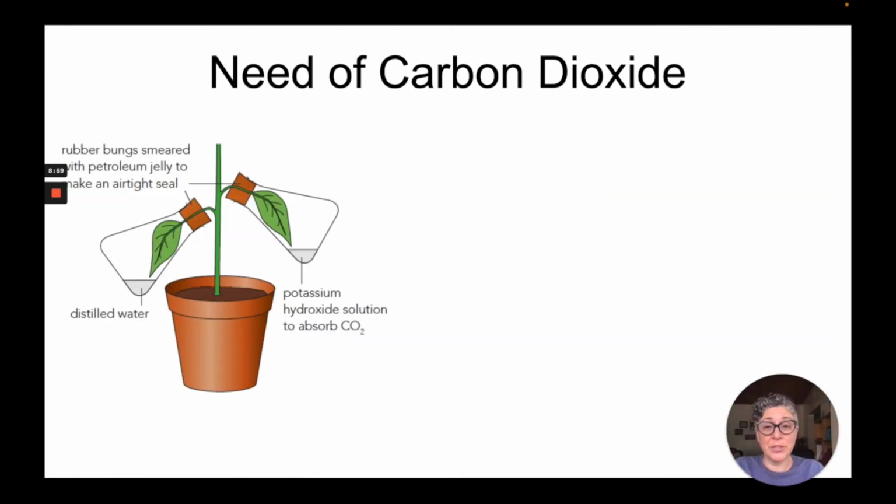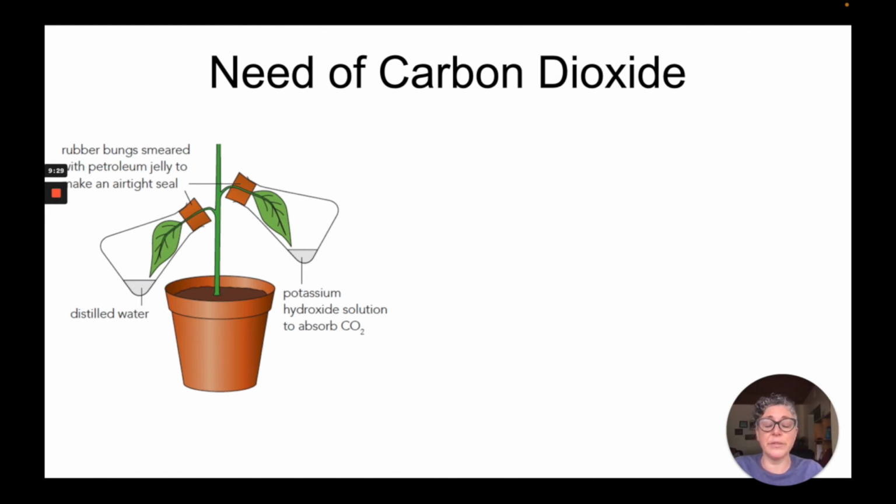So our third factor is the need of carbon dioxide. In this case, we're going to take one plant and do an experiment on 2 of its leaves, or we will take 2 plants of the same species, and we'll see that actually in the video. So what we're going to do is set up a situation where we remove the carbon dioxide from the presence of the leaf.